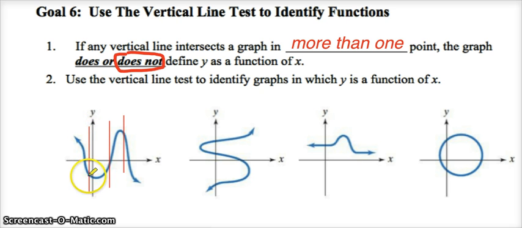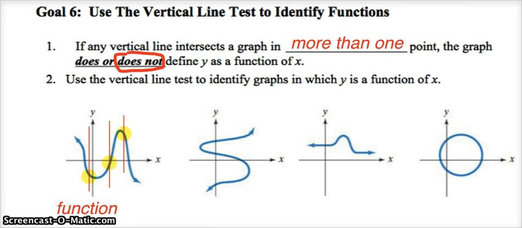So this first vertical line only has one intersection point. The second only has one intersection point. The third only has one intersection point. So I can definitely confirm that this function passes the vertical line test, or this graph passes the vertical line test, so it is a function.